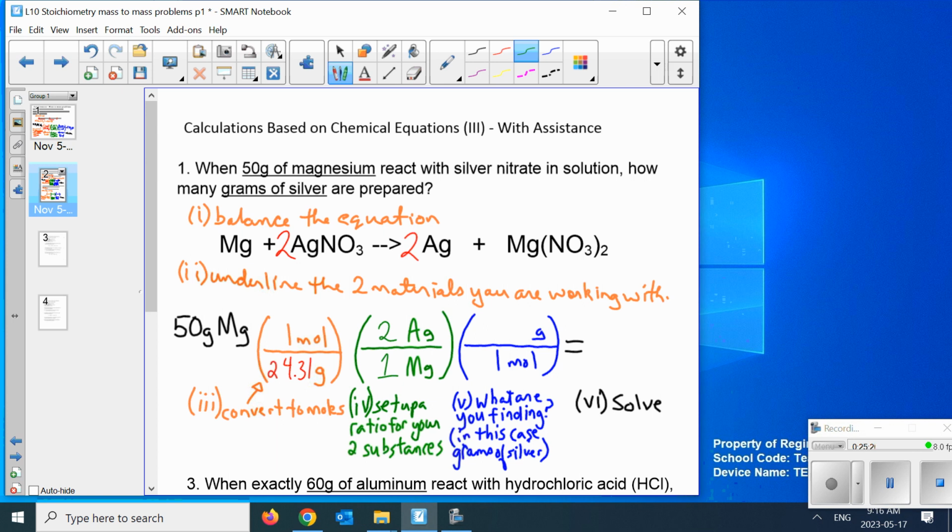I think I got that. Set up the ratio for 2 substitutes. Good. What are we finding? In this case, grams of silver. Right? You got to think this through.